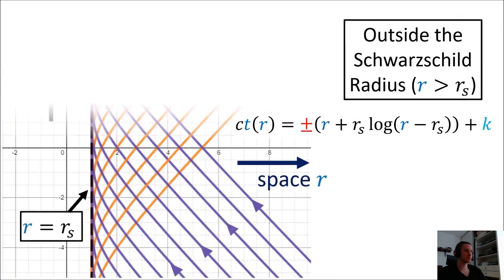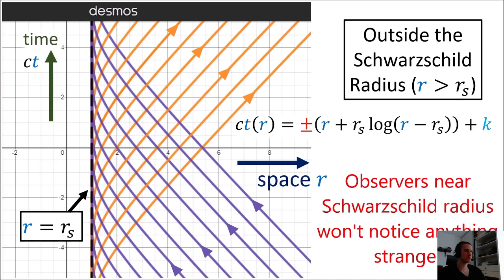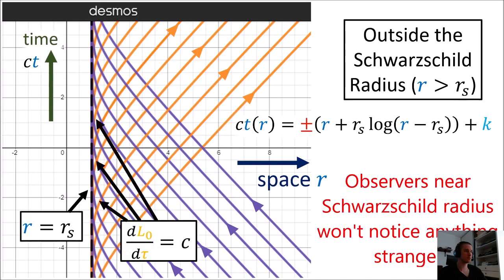It's important to remember, though, that observers near the Schwarzschild radius won't notice anything strange going on with light. According to them, the local speed of light, which is proper distance over proper time, is still c. It's only observers far away from the Schwarzschild radius that observe slowly ticking clocks for clocks near the Schwarzschild radius.